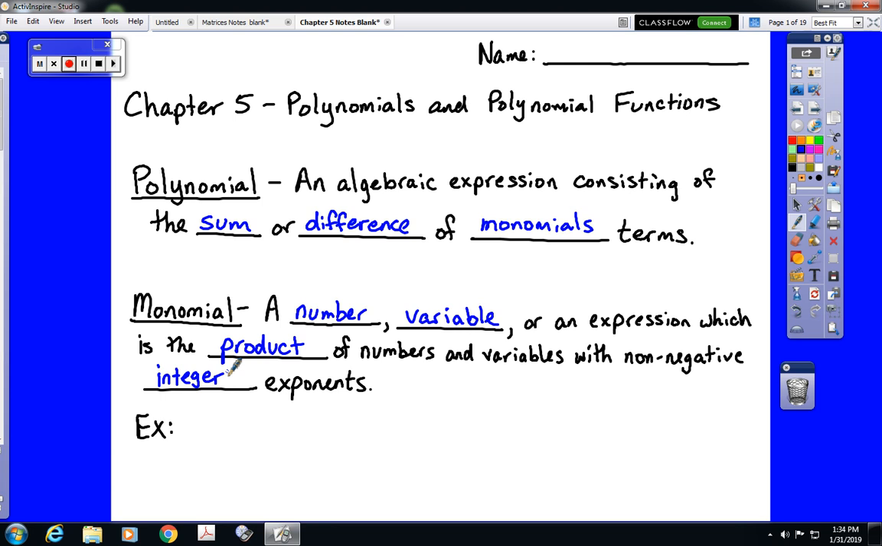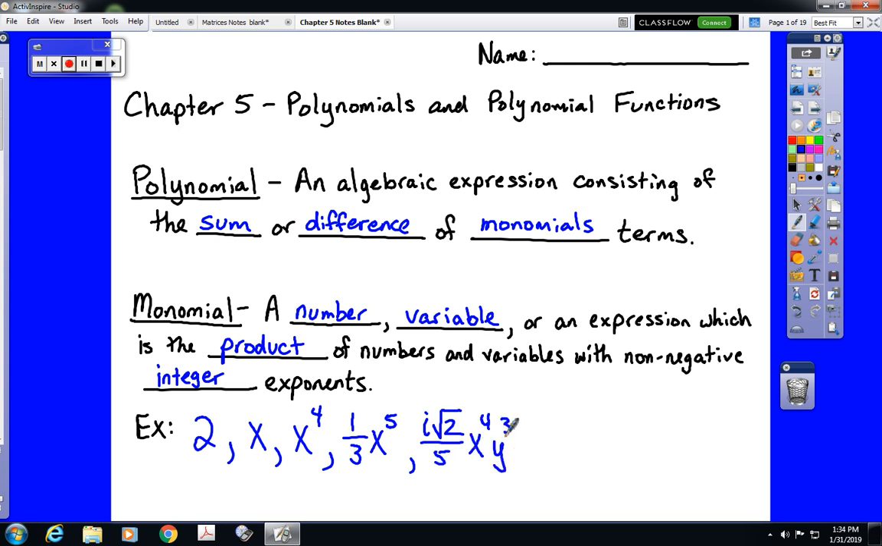So some examples. First of all, any number, such as 2, that would be a monomial. Any variable, like x, or even a variable to a power, those would all be examples of monomials. You could have any number with a variable to a power. In fact, it doesn't matter how ugly that number is or how many variables it has, as long as they are being multiplied together. All of these are examples of monomials. Notice it's the product of numbers and variables.